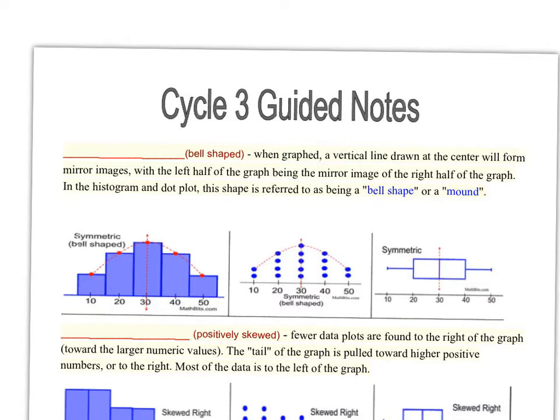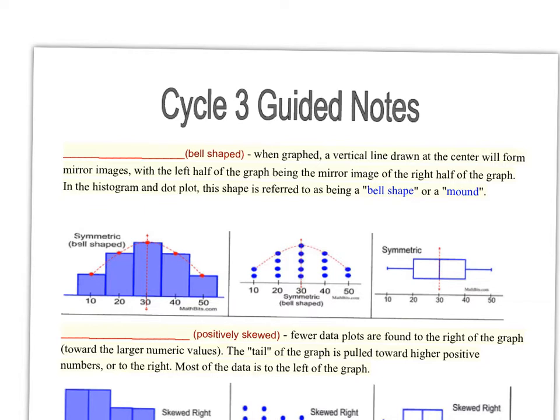it's called symmetric. So these graphs are symmetric. This is when graphed, a vertical line can be drawn at the center and it will form mirror images, with the left half of the graph being the mirror image of the right half of the graph. In the histogram and dot plot, the shape is referred to as a bell shape.